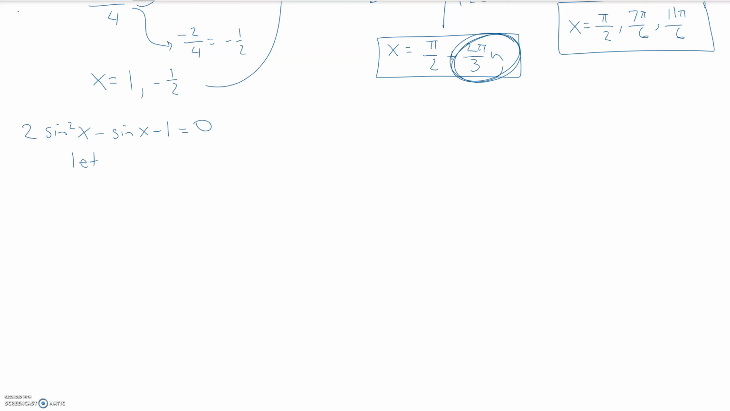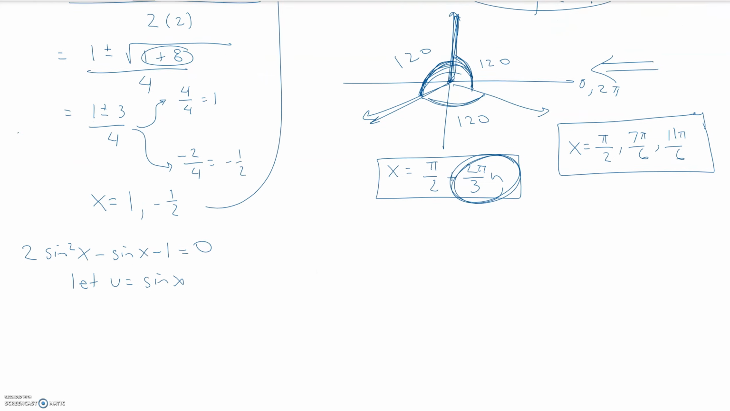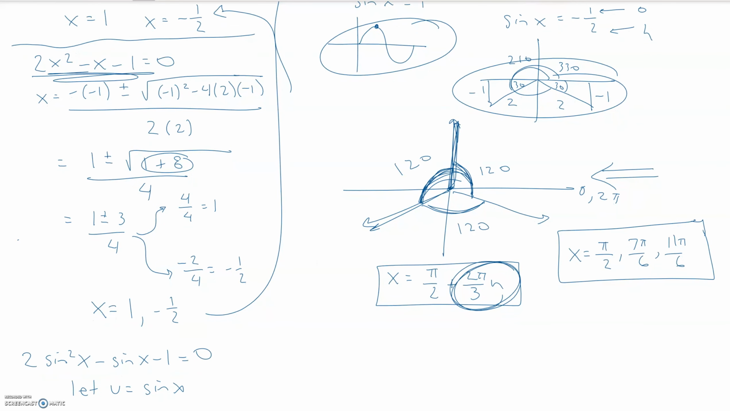So if we let u equal sine x, now our normal quadratic formula is x equals negative b plus or minus the square root, blah, blah, blah. And we say x equals because x is typically the variable that is used in quadratic equations. x equals negative b, x is the variable that we're solving for.